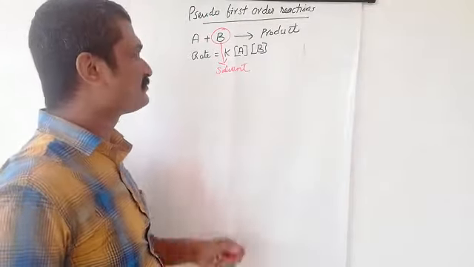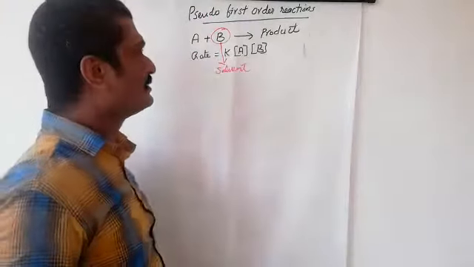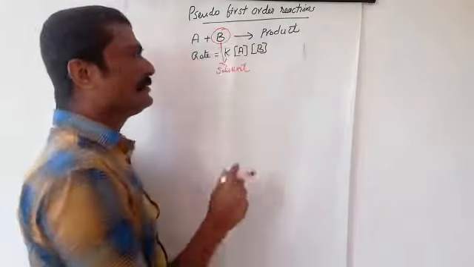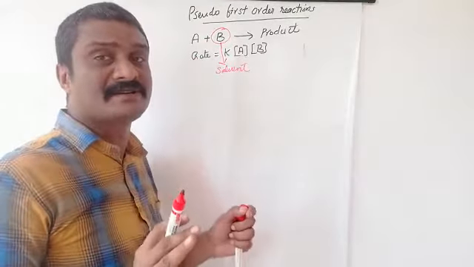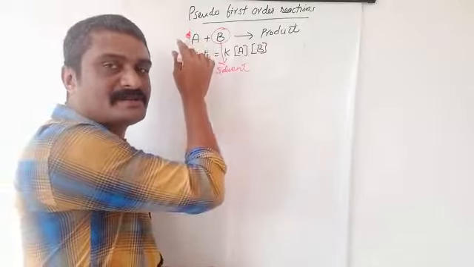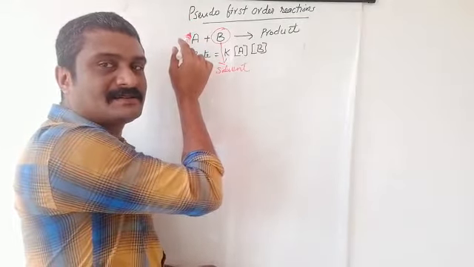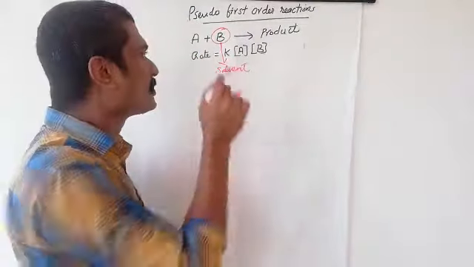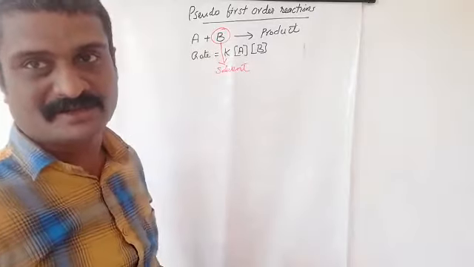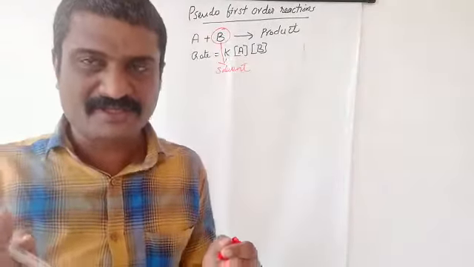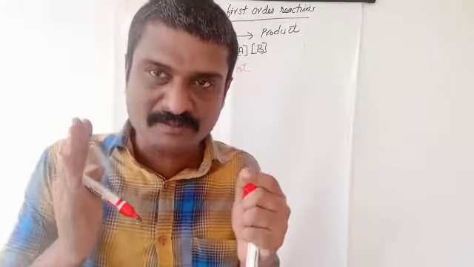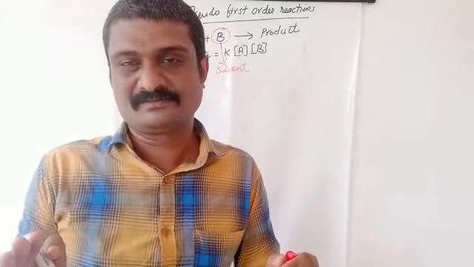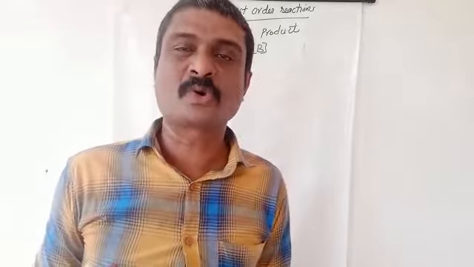and suppose during the reaction there is very little change in the concentration of solvent B, because here solvent B is present in large excess. Since solvent B is present in large excess, there is very little change in the concentration of B during the reaction. That means the concentration of B, the solvent B, one of the reactants, almost remains constant.